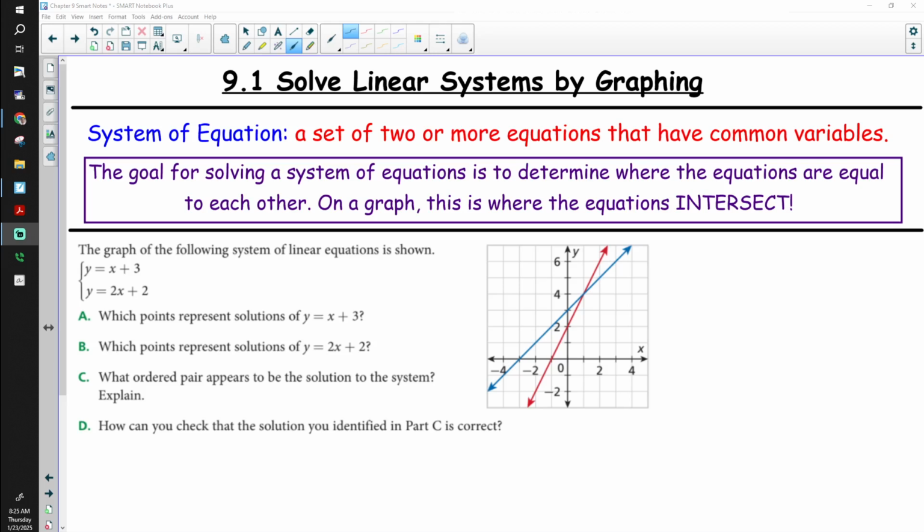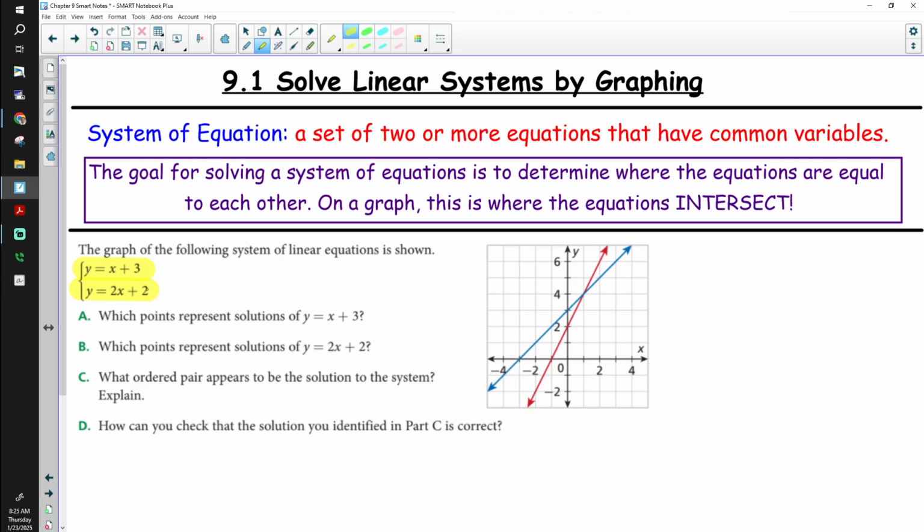Here's an example of what that looks like, right here. This is all one problem. We use this bracket to represent, hey, this is the whole problem. Our problem is made up of 2 equations. So this is what makes it a system. It's made up of more than one equation, and both of these equations have y and x in it.